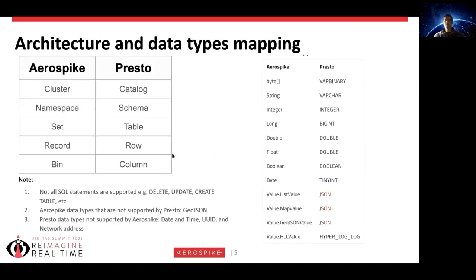In order to understand how Presto communicates with Aerospike, we need to go through some translation tables. The table on the left maps the Aerospike data source terms to Trino. So we can see that a cluster is a Presto catalog, a namespace is a schema, a set is translated to a table, a record is a row, and a bin is a column.